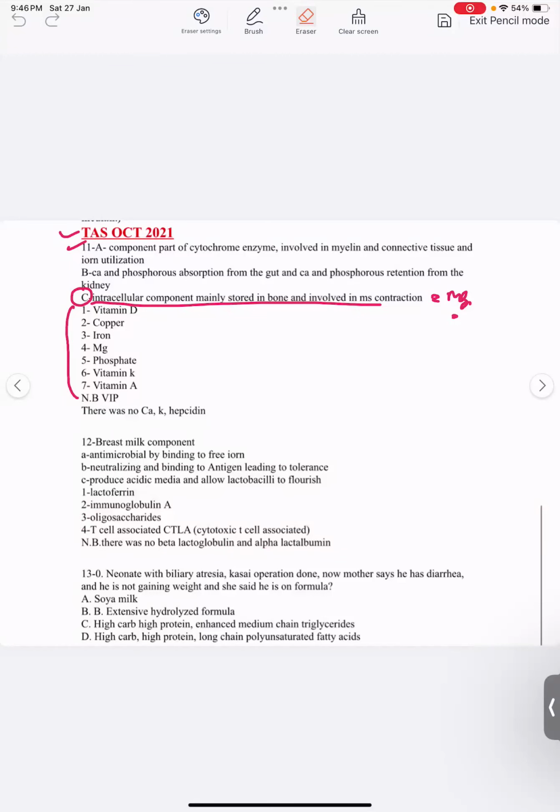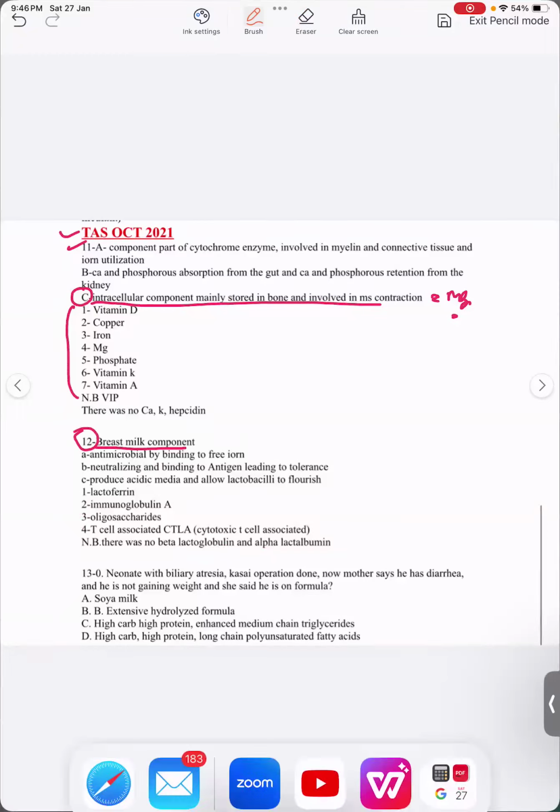Just 1 minute, please. We will do this question number 12. Just 1 minute.